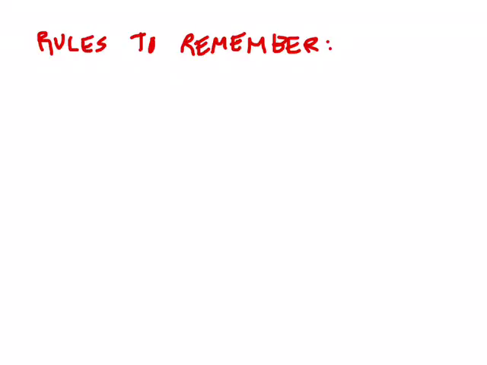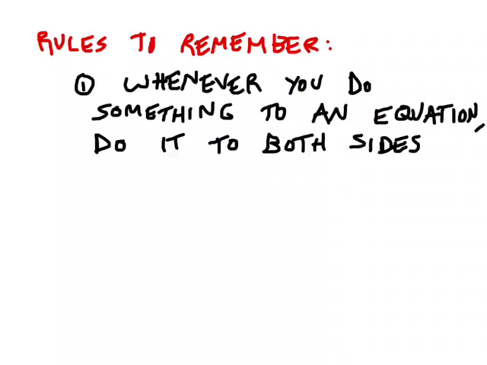So let's take a second to summarize what we've seen. Here are some rules to remember. Whenever you do something to an equation, you have to do it to both sides. Again, it's like that balance idea. I'm going to throw the equation out of whack. It's not going to be a true statement anymore if I don't do the same thing to both sides.